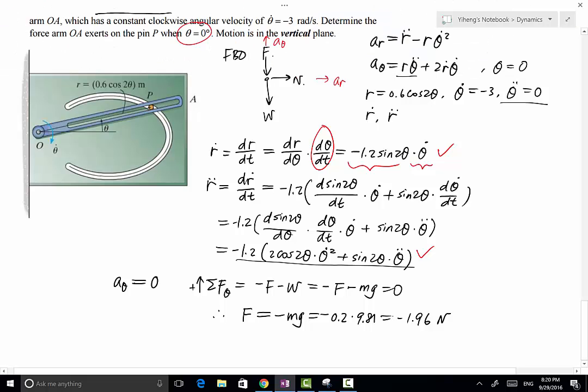So actually that solved this problem. This is a relatively simple problem because of the special angle that theta is only 0 degree. But even if theta is not 0 degree, you should be able to solve it by evaluating a_theta and a_r at the specified theta value, and then use Newton's second law, do force analysis, and then solve for unknown forces. In this case, this negative sign indicates that the direction of the force F is negative theta direction, which is downwards.